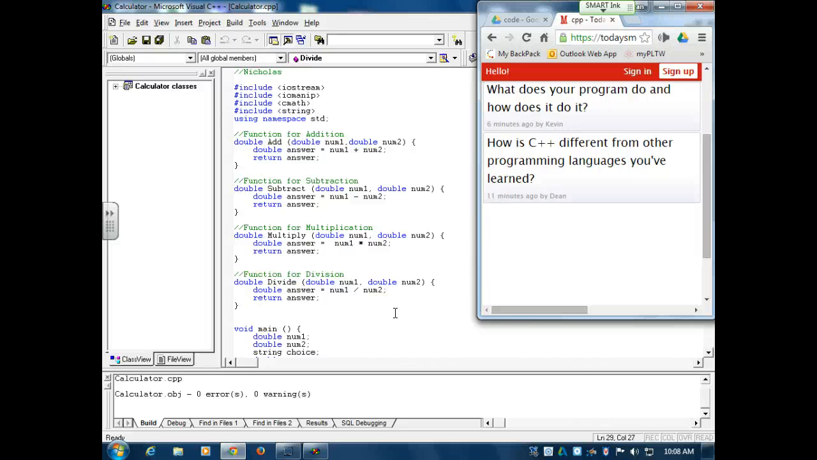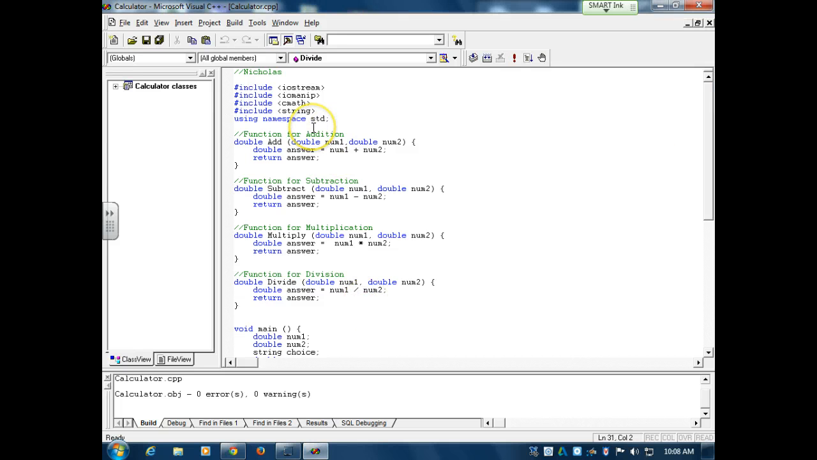Okay, so what my program does is it's a basic calculator. If you input two numbers, it will ask you what you would like to do: addition, subtraction, multiplication, or division. It will answer the question and say the answer to this equation is blank.